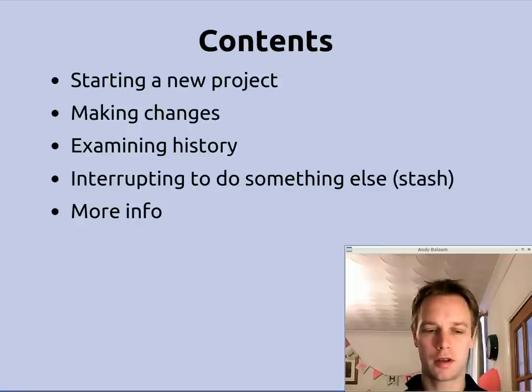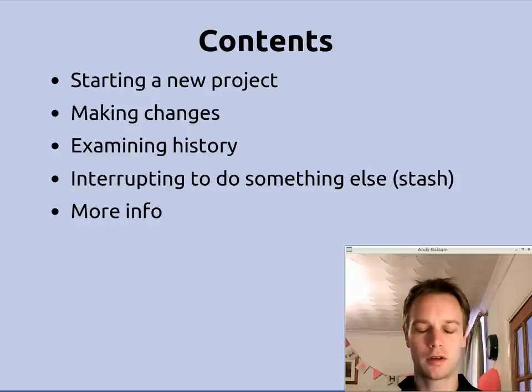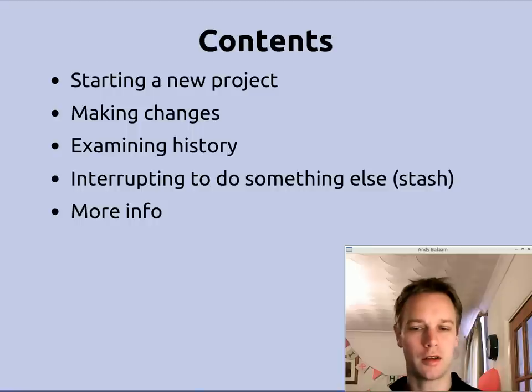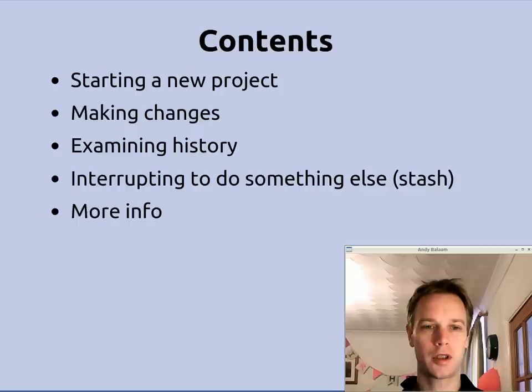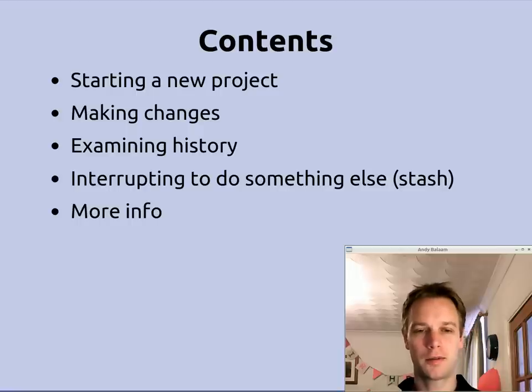And in this video, I'm only going to cover working on your own, working on a small project on your own, and that's the simplest way to start, and then we'll move on from there to working with other repositories and branches and all things like that in later videos. So, first we're going to talk about how to actually start a new project, then what happens when you make some changes, then when you want to go back and look what happened, you can examine the history, and then one of the cool features of Git, just to whet your appetite of why it's worth learning all this stuff, interrupting yourself to do something else, brilliant feature.